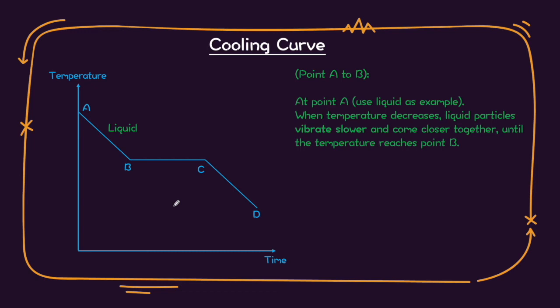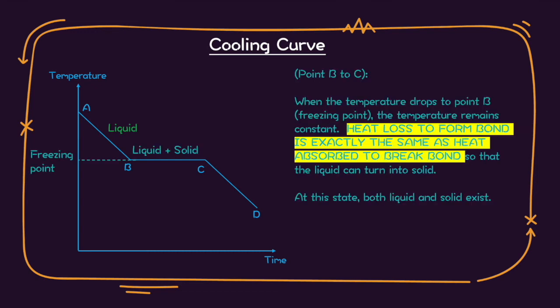You guys must take note, point B is the freezing point. When it reaches point B, they have released enough energy to form solid. Take note, if your compound melts at 50 degrees Celsius, this compound will freeze at 50 degrees Celsius as well. Which means if this compound absorbs X amount of energy to form liquid, the liquid particles must release X amount of energy to form back to solid.